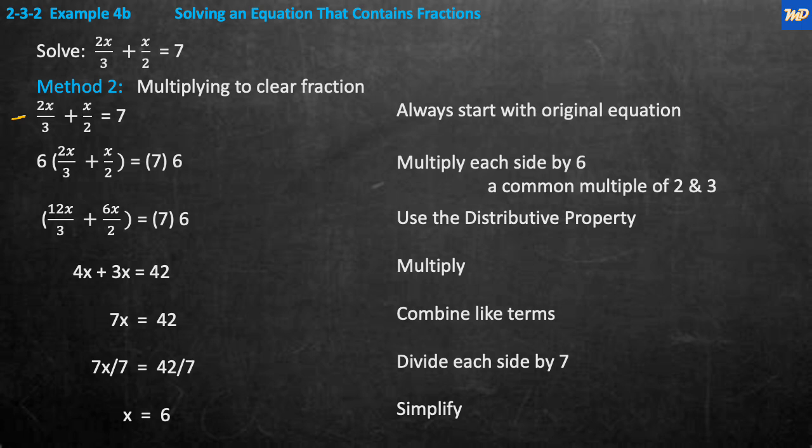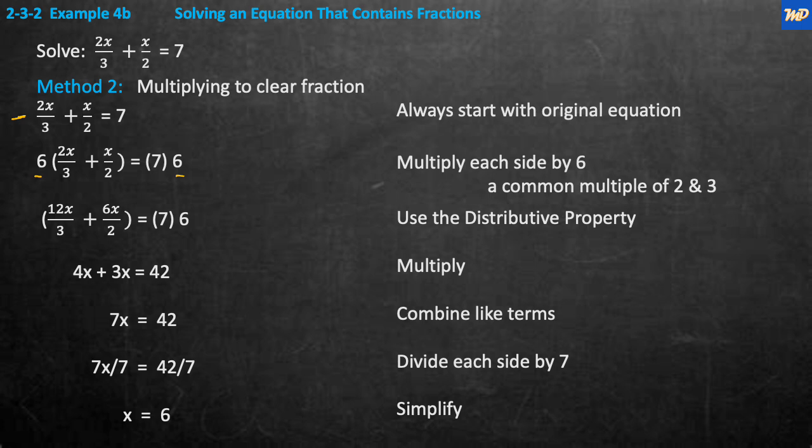on the correct equation. In order to do this, we can see that there's a common denominator, 6, right away. So we can multiply both sides of this equation by 6, which is the common multiple of 2 and 3. So we have 6 times the quantity 2x divided by 3 plus the quantity x divided by 2 is equal to 7 times 6. Both sides have to be multiplied by the 6.